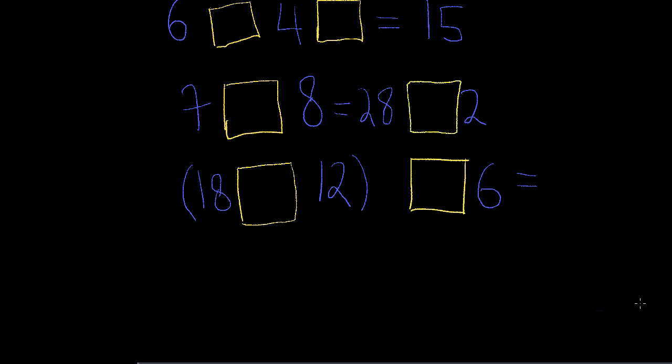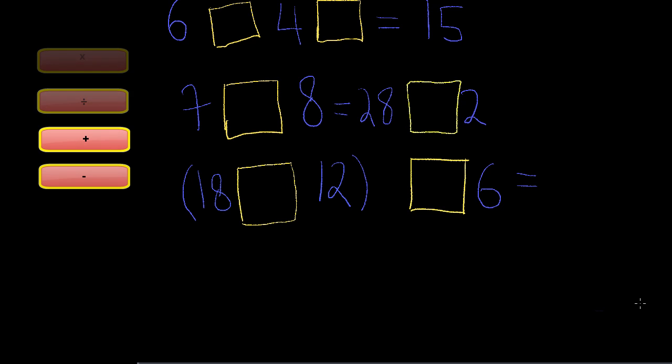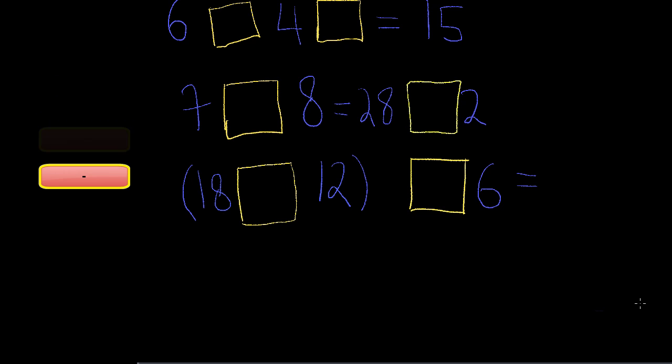So these machines have four operations: the multiplication, the division, the addition, and the subtraction. And we have to use a combination of these to get the correct output. Now, let's break this down.